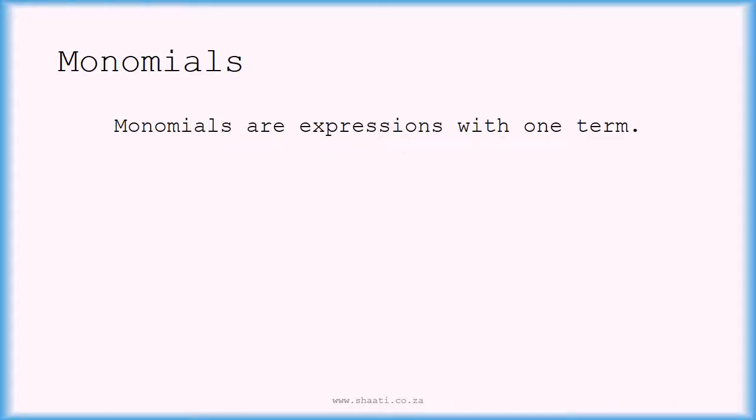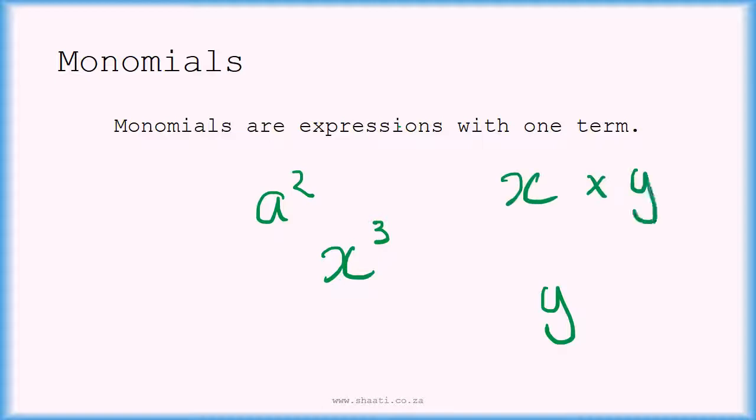Monomials. I'm sure you can remember from a previous video, monomials are expressions with only one term. So an example of a monomial would be a squared, or x to the power of 3, or y. Remember that a term is separated by a plus or a minus. So when we're going to multiply these monomials, we're going to have things like x times y. Let's have a look how that works.